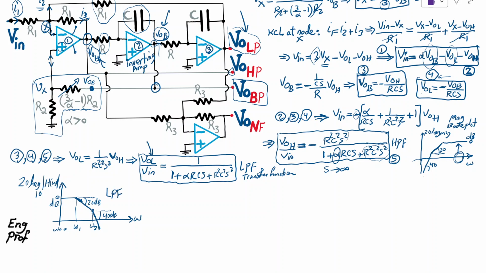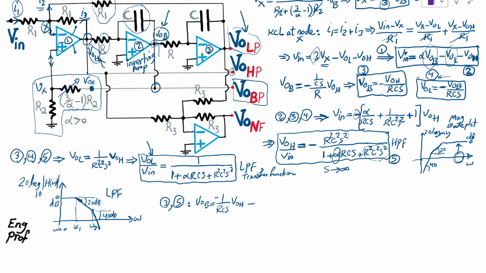Okay, so now what's the story about bandpass? So obviously using equation, let's say 3. So now for bandpass, I'm going to just use equation 3 here. So using equation 3 and combining it with equation 5, we know that from 3, V out bandpass is simply 1 over minus 1 over RCS V out high pass.